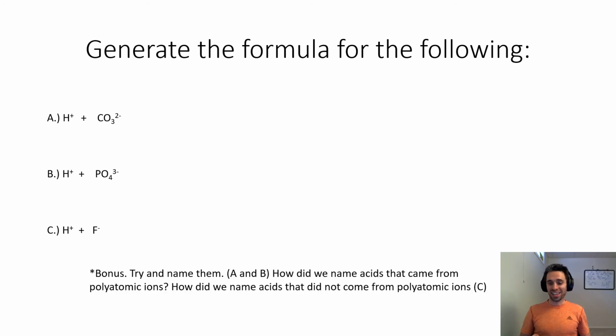Bonus, try and name them. For A and B, how did we name acids that came from polyatomic ions? And for C, how did we name acids that did not come from polyatomic ions?